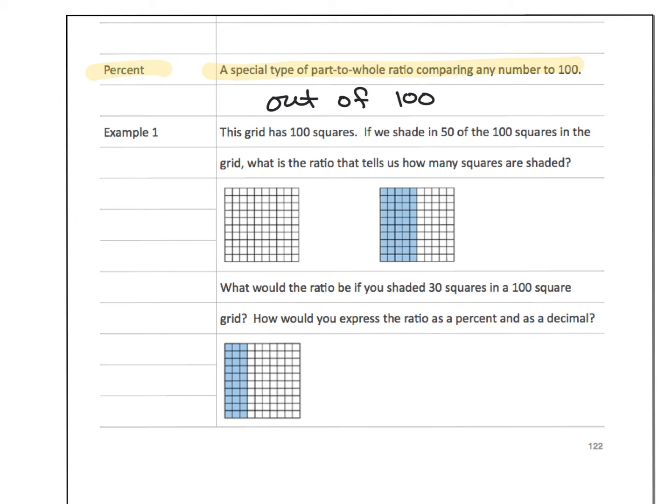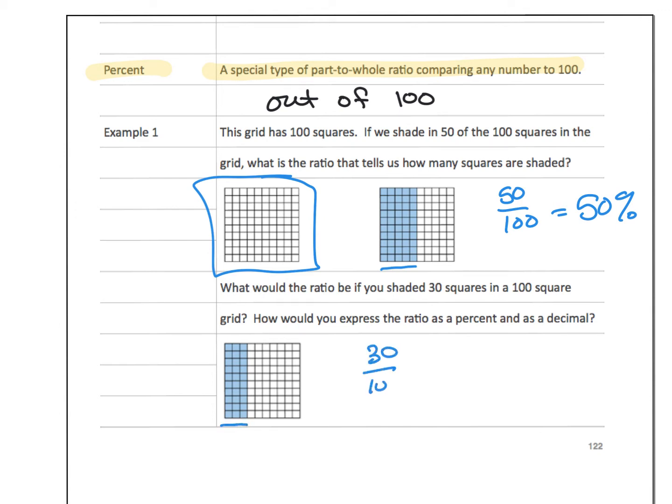So example number 1: this grid has 100 squares. If we shade in 50 of them out of the 100, that would be 50 out of 100, which would be 50%. Here we only shaded 30 of them, so that's 30 out of 100, which would be 30%. As a decimal, if we have 10 rows, 5, 6, 7, 8, 9, 10, we would have 3 tenths. Up here we would have 5 tenths.